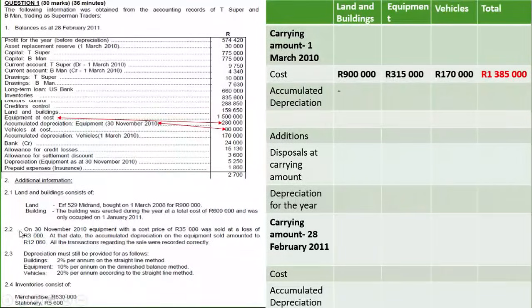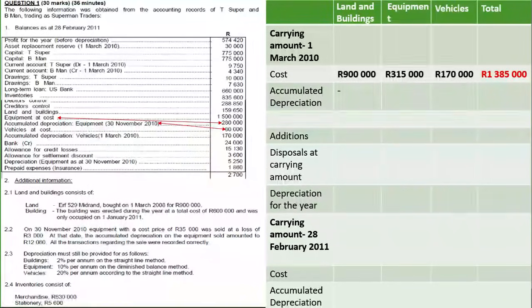Our additional information 2.2 tells us that on 13 November 2010, that is during this period, equipment with the cost price of 35,000 Rand was sold at a loss of 3,000 Rand. So we did sell equipment during the year. At that date, the accumulated depreciation on equipment sold amounted to 12,060 Rand. All the transactions regarding the sales were recorded correctly. So that means this accumulated depreciation that we are given in our table here does not include the accumulated depreciation relating to the equipment that we have sold.